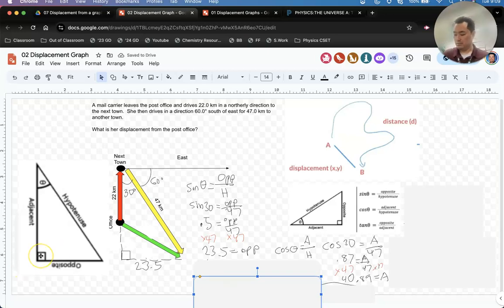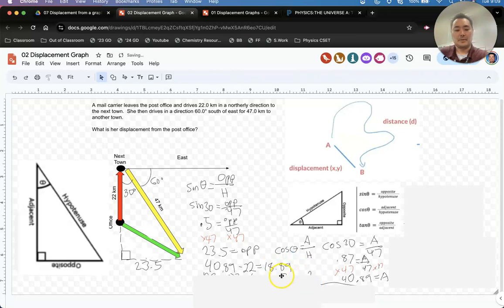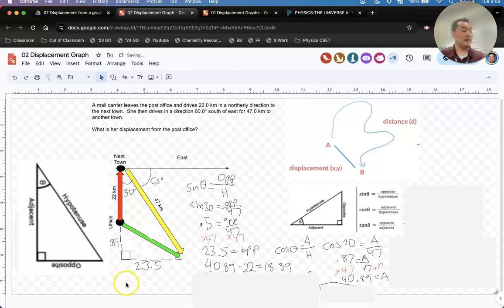Xavier, what's 40.89 minus 22? 18.89. All right. So now we have the length and the height of this triangle. 18.89.